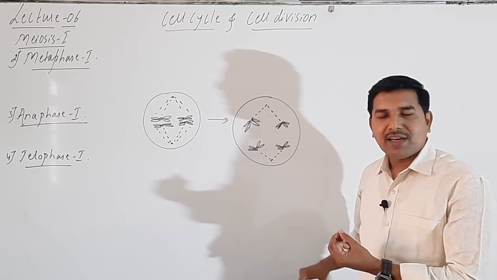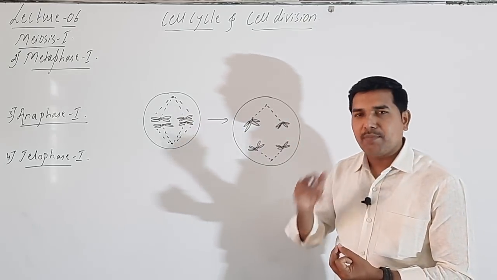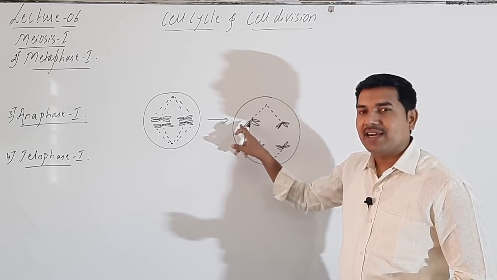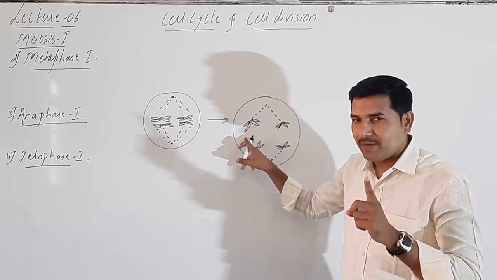There is no cutting up of the centromere, or no splitting up of the centromere, so the chromosomes are in dyad position. A dyad is one with 2 chromatid arms.